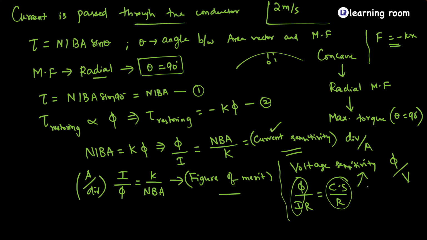Basically, it is going to be NBA divided by K into R, and this K is called torsional constant. Okay, here K is called spring constant. Here K is called torsional constant. So have this in your mind. Is that point clear? Right.